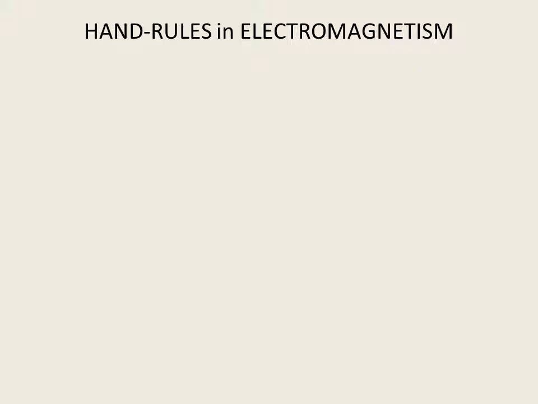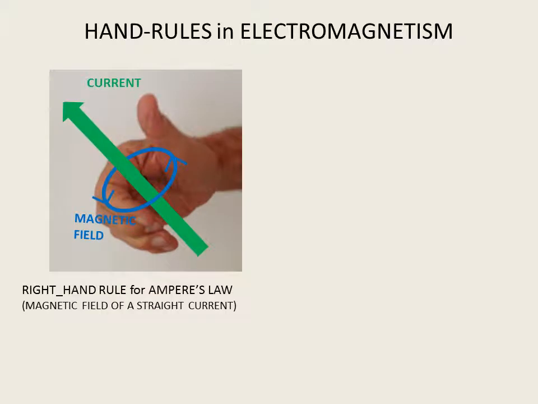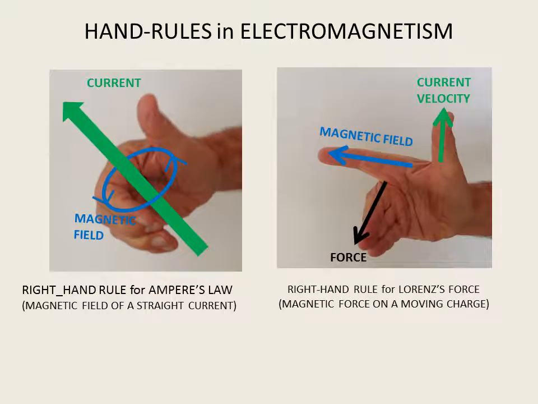Hand rules have been used in electromagnetism for over 100 years. They make it easier to find the directions of variables of the fundamental laws, for example, Ampere's law and Lorentz force. The directions of the variables of Faraday's law are usually found by applying Lenz's law, which is not as easy and simple as applying a hand rule.